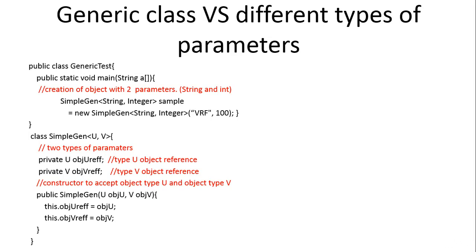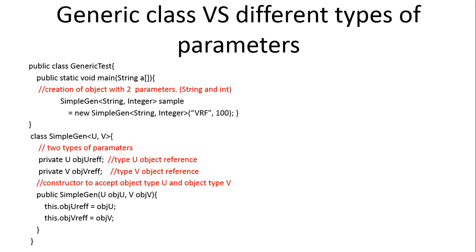And also we can have different types of parameters. The previous class had only one parameter, now we have two parameters. Almost the same names are used for two classes, public class GenericTest and the other class is class SimpleGen. And for types we have U and V, U comma V.